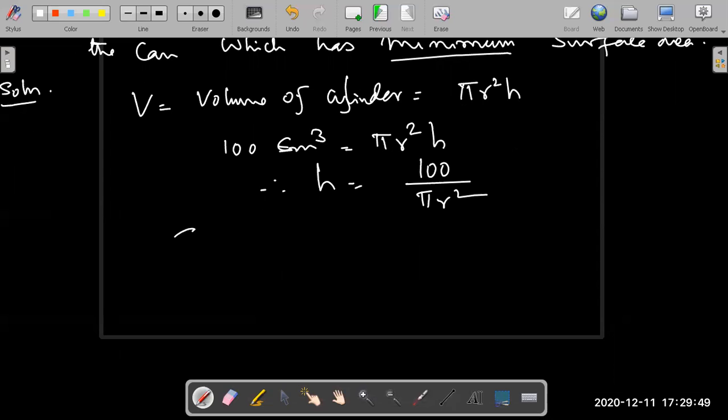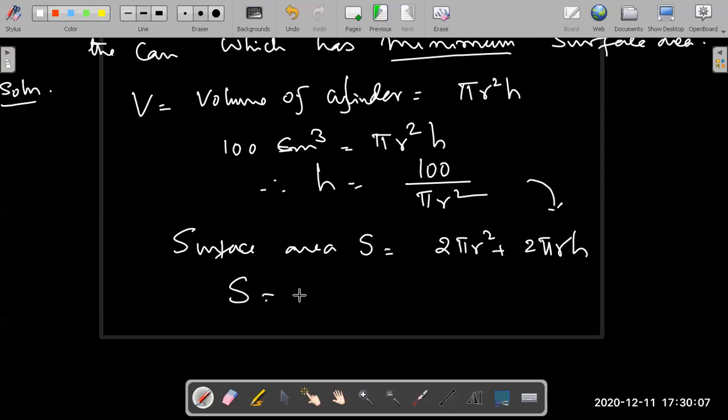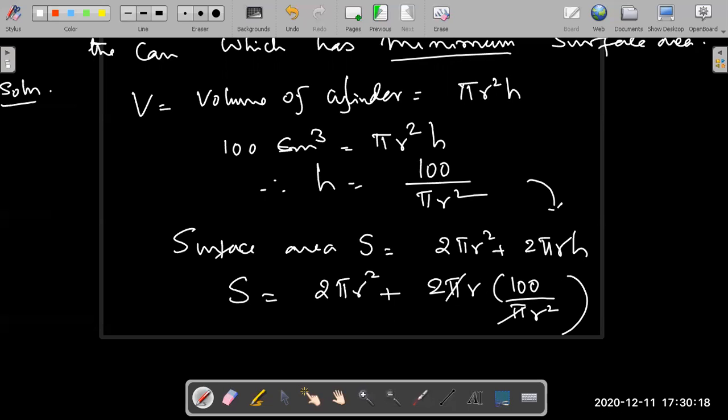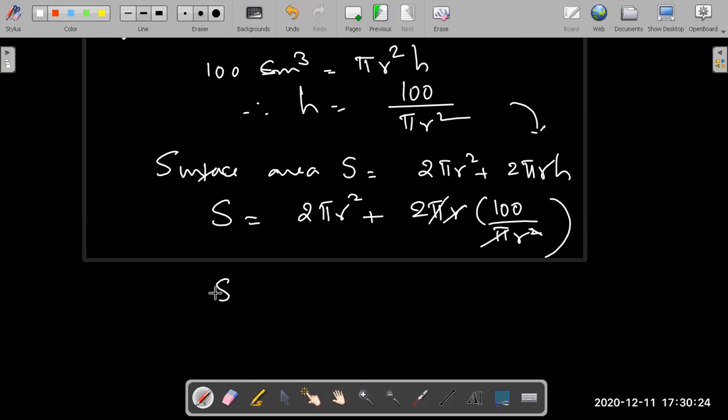Now we need to take the surface area. S is equal to 2 pi r square plus 2 pi r h. That's how we did in the previous. So now we substitute the h value into this. S equals 2 pi r square plus 2 pi r into 100 divided by pi r square. So the pi gets cancelled, r gets cancelled here. So we got 200 divided by r. So S is equal to 2 pi r square plus 200 divided by r.